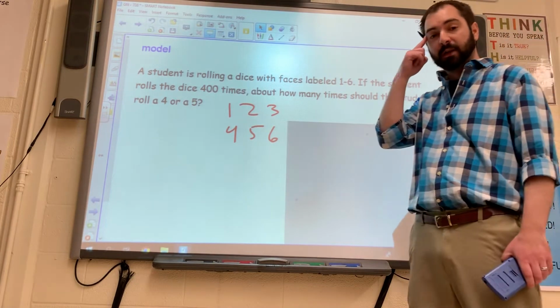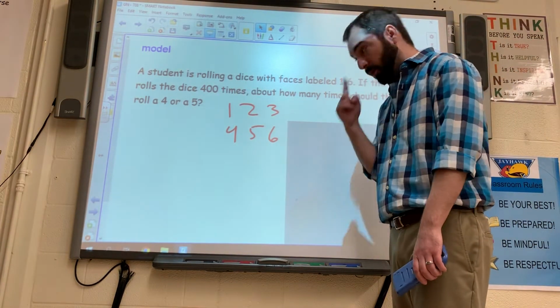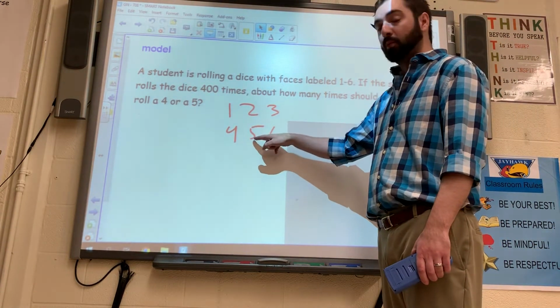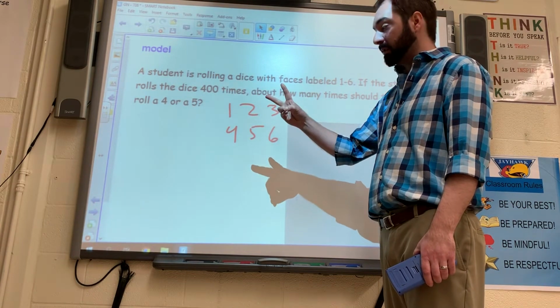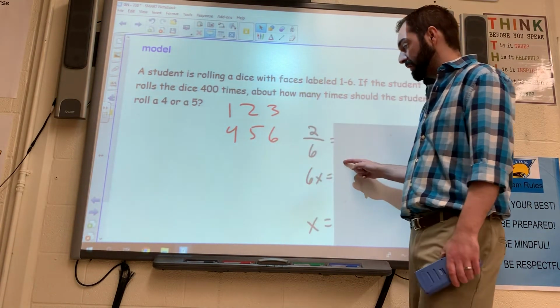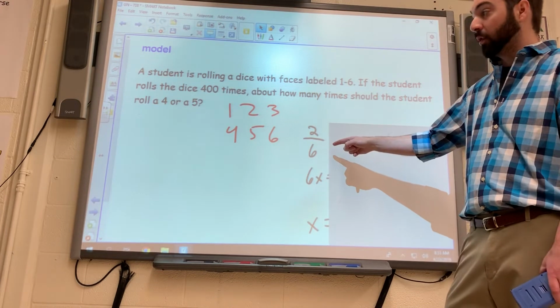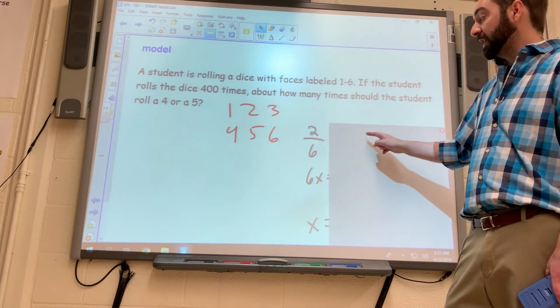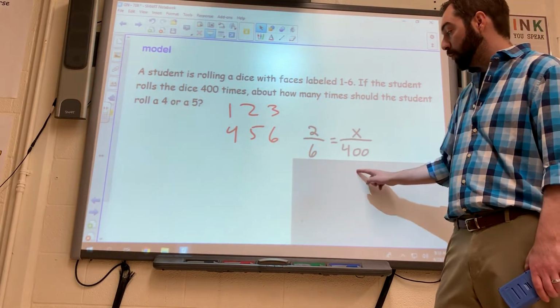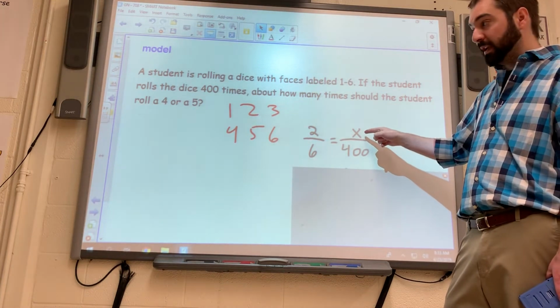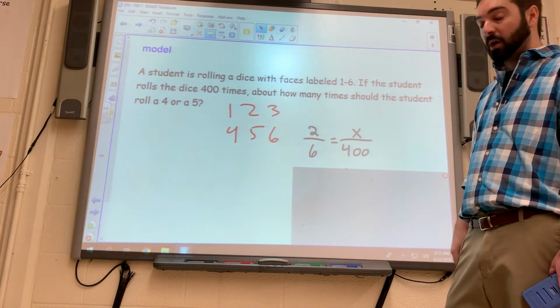Well, the first thing is I got to figure out what's the probability he gets a 4 or a 5? Well, I know there's 1 4 and 1 5, so there's 2 numbers out of 6 total numbers. So I can say that there's a 2 in 6 chance of rolling a 4 or a 5. But again, I want to see how many times we would get 4 or 5 out of 400 rolls?